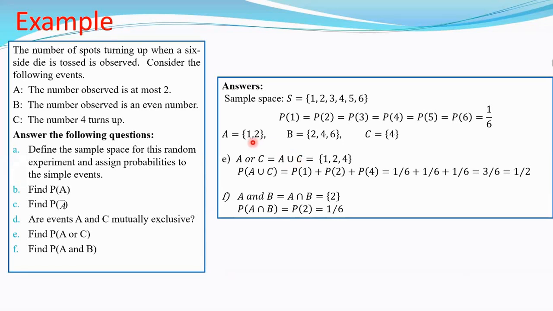Now A is 1, 2, and C is 4. Accordingly, the definition of A union C is either A or C or both. There is no common element, so all three elements will come: 1, 2, 4. These are mutually exclusive, so we can add those probabilities to get the probability of A union C. That is P1 plus P2 plus P4, that is 1 over 2.